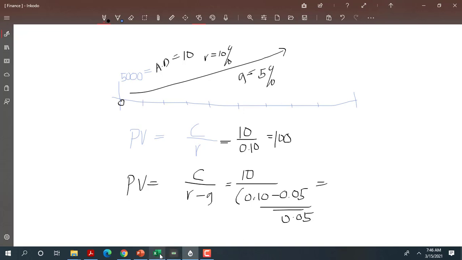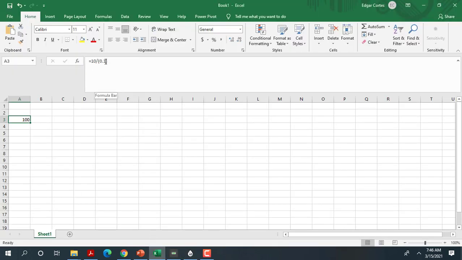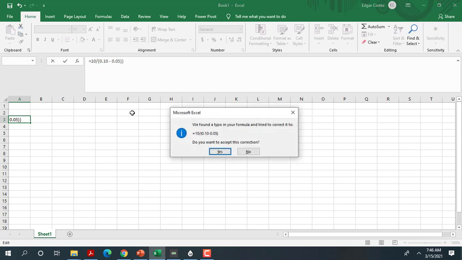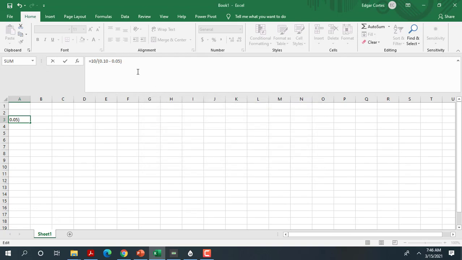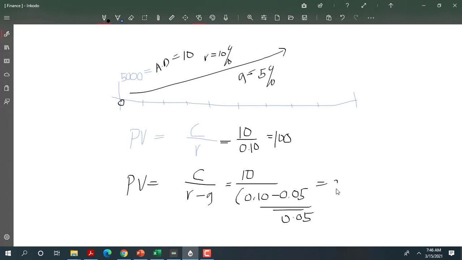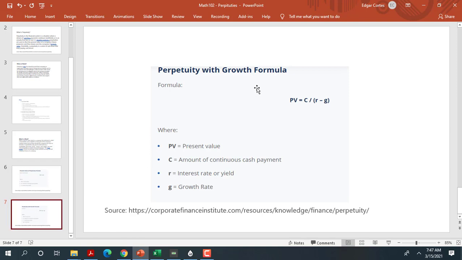If I go to our spreadsheet, 10 over 0.10 minus 0.05, okay, so that's 200, right? Let's find out. Yeah, that's 200. So what is 200? By our definition, this is the perpetuity with growth formula. I hope you got some concepts on our lesson for today about perpetuity.